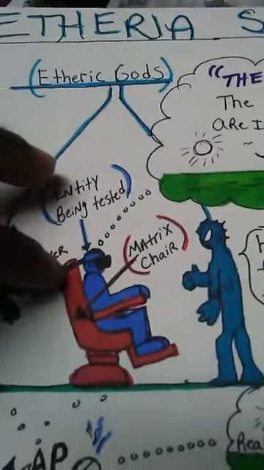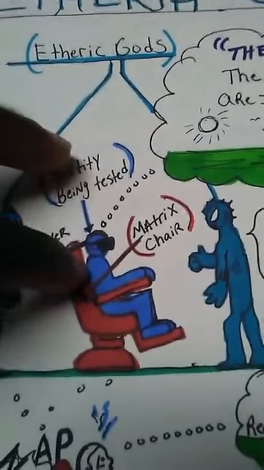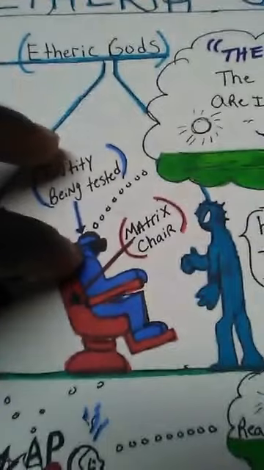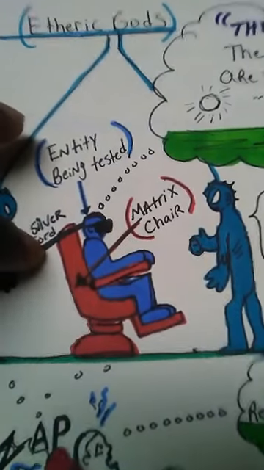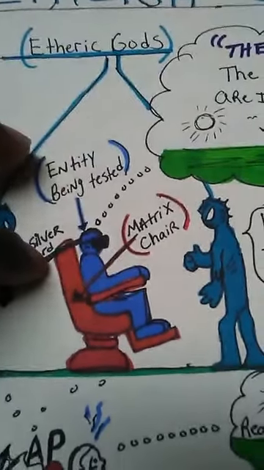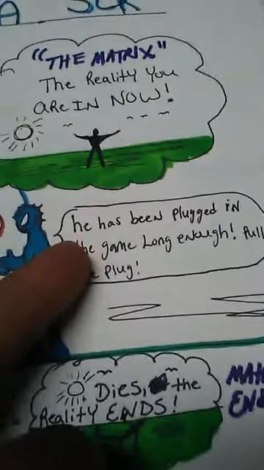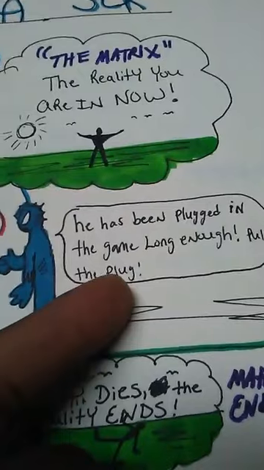So basically, we are plugged into the matrix. And the real you is sitting down in this chair. And you are having this reality. You are having this experience. Because here's the virtual goggles over your eyes. And you are plugged in this chair. They have the silver card plugged in. And you are going through this experience which is called life. Now let me tell you. Watch this. One of the etheric gods says, he has been plugged in the game long enough. Pull the plug.